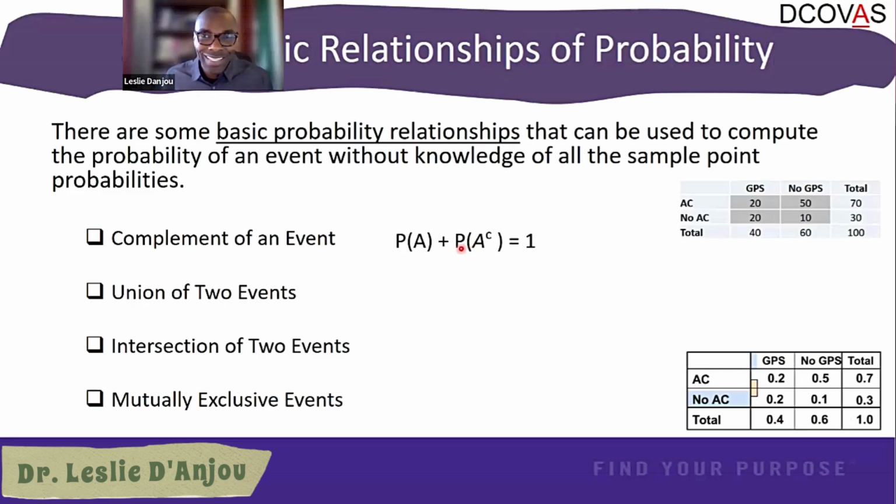So the complement is everything else but that thing. Let's say AC represents the probability of A. Instead of A, we're going to replace that A with AC. AC's complement will be no AC. Hopefully you can visualize this. When you add up these two, they equal 1. All right. Let's go on to it.